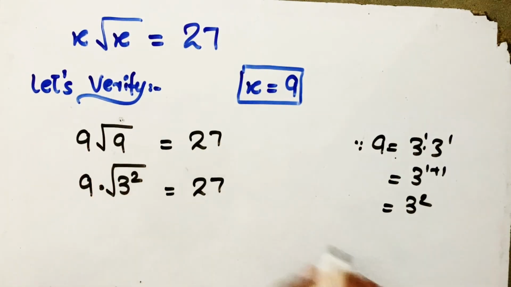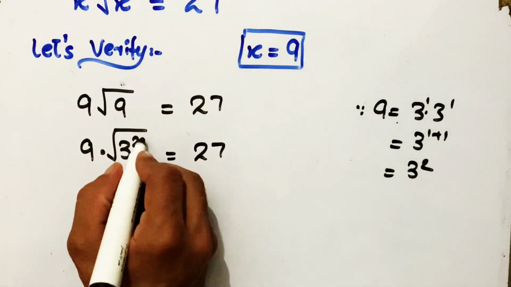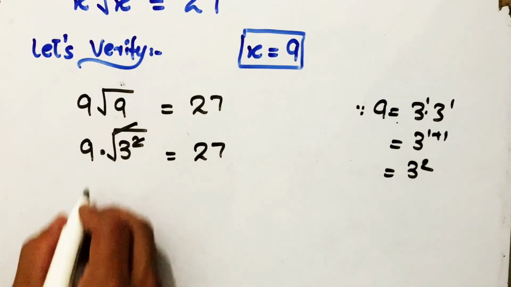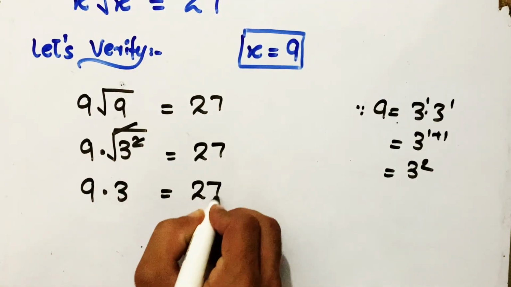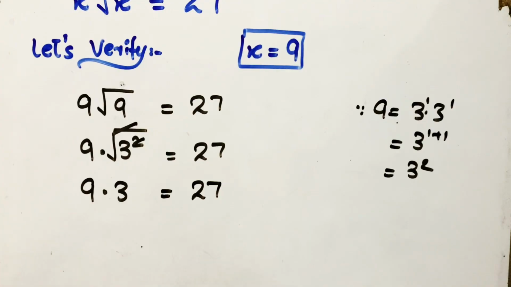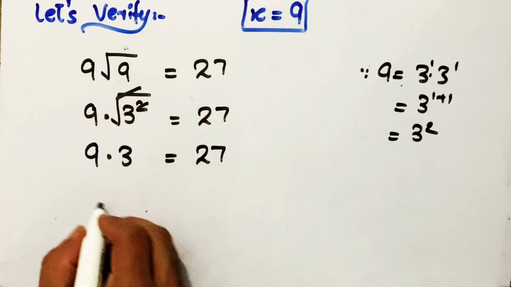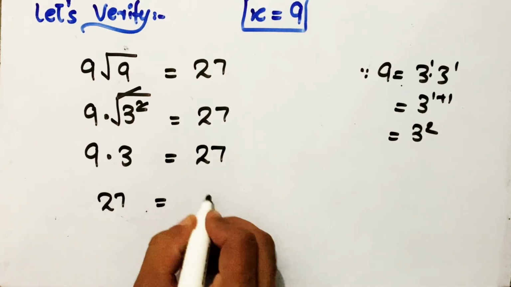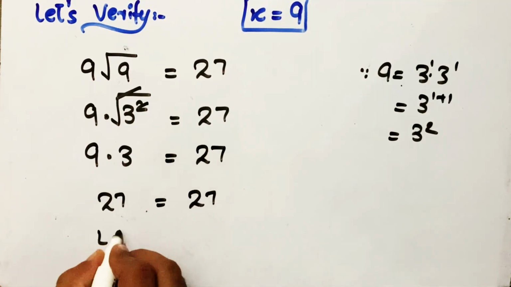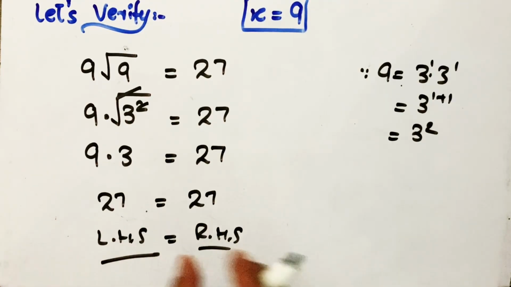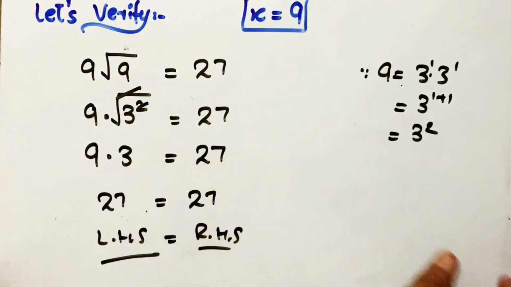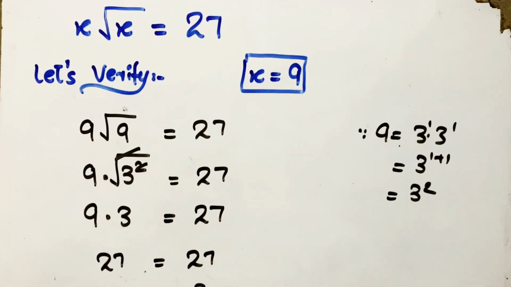So we put 9 to the power of 3 equals, 27 squared and square root cancel. So we get 9 into 3 equals 27 here. So 9 times 3 is equal to 27. 9 threes are 27. We conclude that the left hand side is equal to the right hand side. So we conclude that our x value is satisfactory in our main equation.